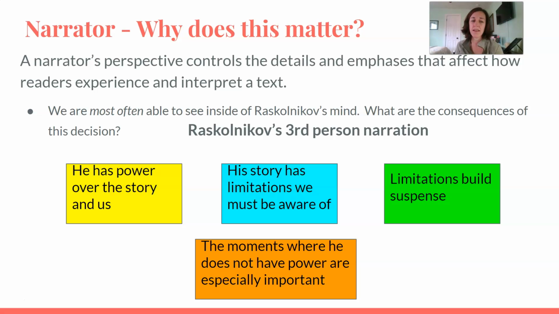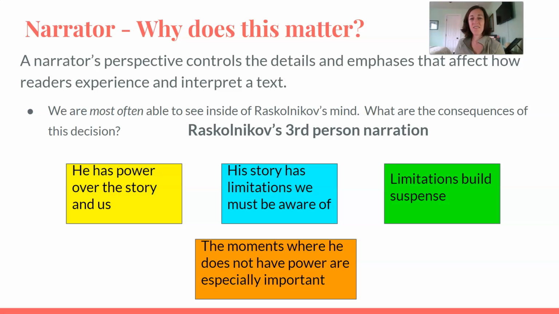That third person omniscient narration is so powerful because the narrator could go into the mind of Porphyry, but the narrator doesn't. So there is this selective revelation of detail that builds suspense and intrigue in the characters and in the narrative. And then, lastly, because I'm asserting that Raskolnikov is so often the perspective that we get, the moments where he does not have power are especially important. So as you read, I'd like you to start really thinking about those little moments where Raskolnikov is not the one in control of the narrative.